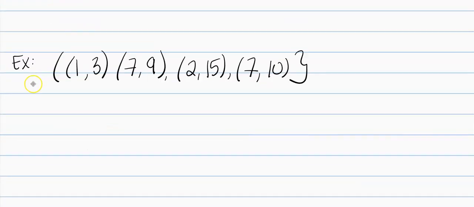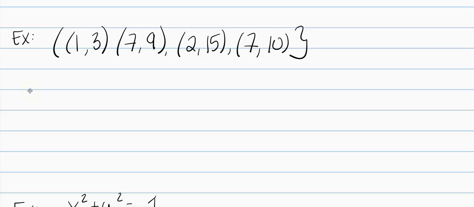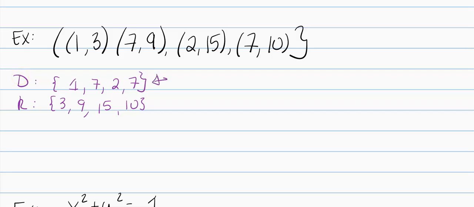In my second example, I'm given a different relation. I have the coordinate points (1, 3), (7, 9), (2, 15), and (7, 10). Listing out my domain, I have 1, 7, 2, 7. For my range, I have 3, 9, 15, and 10. Again, I'm strictly looking at my domain. Notice I have two values, 7, that show up in the domain twice. Therefore, this is not a function.